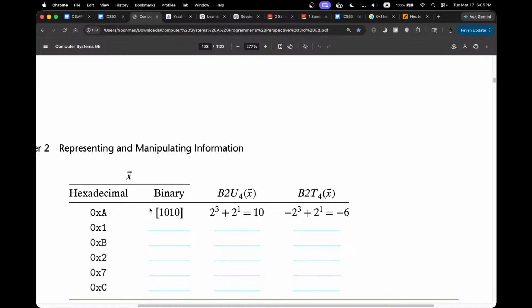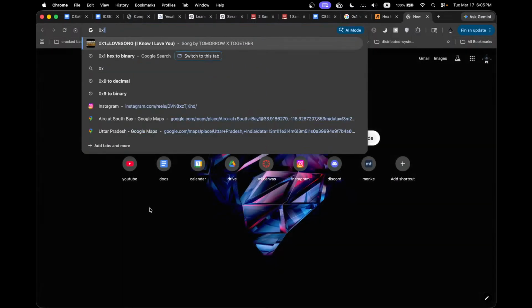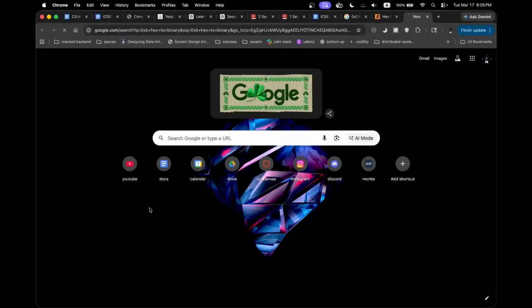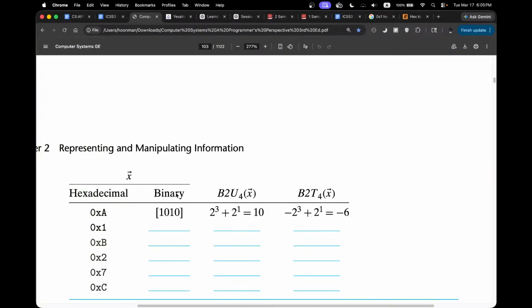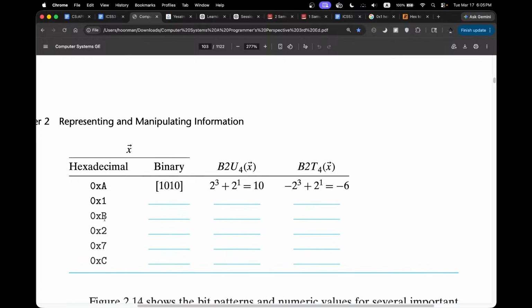0xb. This is 1, 0, 1, 1. Yep, so this is 2 to the 3 plus 2 to the 1 plus 2 to the 0, which is 8 plus 2 plus 1, 11. For 2's complement, negative 2 to the 3 plus 2 to the 1 plus 2 to the 0 is 2 plus 1, 3 minus 8, negative 5. So this is negative 5.